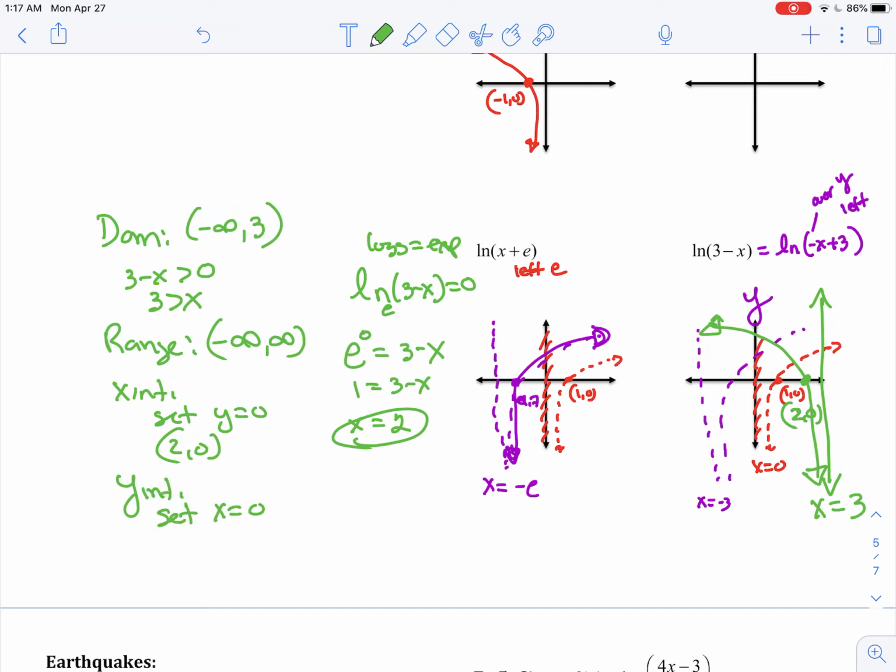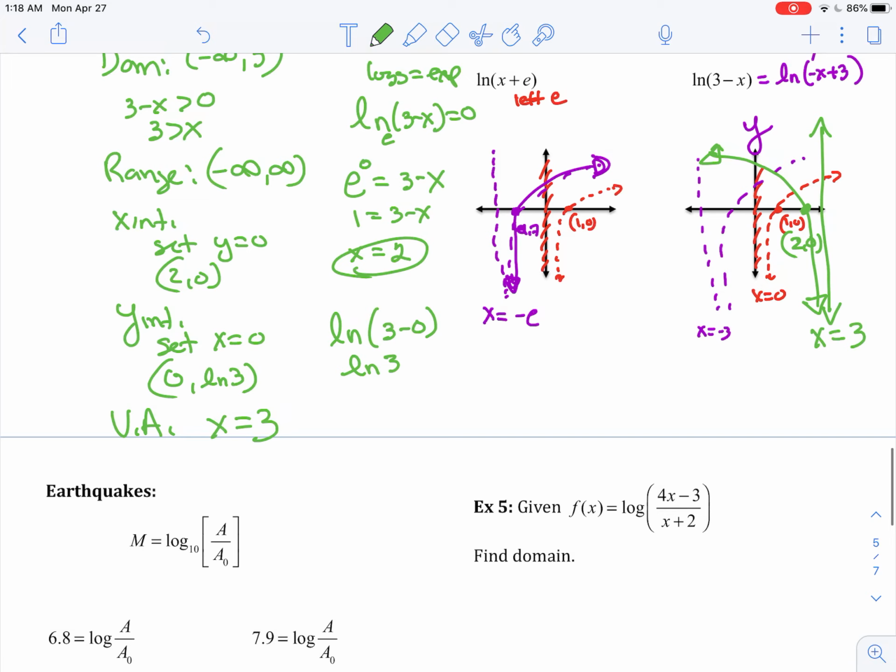Our y-intercept, we always set x equal to 0. So if we set x equal to 0, then we have the natural log of 3 minus 0, or we get the natural log of 3. And logs are just numbers. That is just representing a number. So our y-intercept is just (0, natural log of 3). And our logs have vertical asymptotes. And in this case, our vertical asymptote we saw was x equal to 3, that vertical line of x equal to 3. Okay.